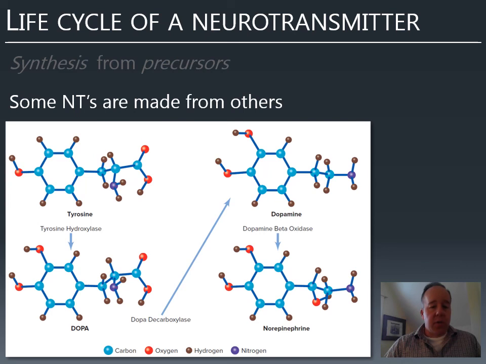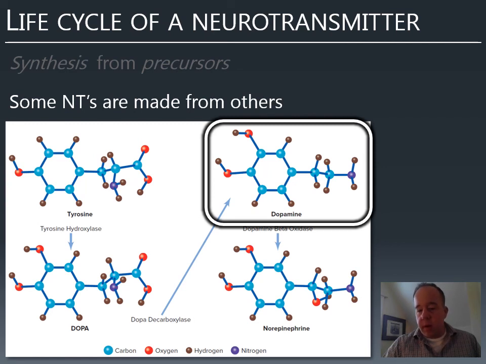And so that's sort of the chain of events that a molecule has to go through before you can get any norepinephrine. You have to have tyrosine, turn that into DOPA, turn that into dopamine, turn that into norepinephrine. So it's a chain of chemical conversions.